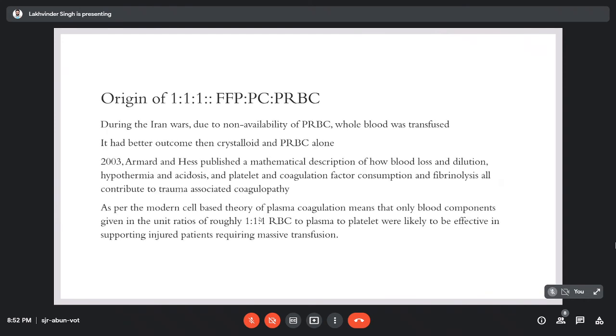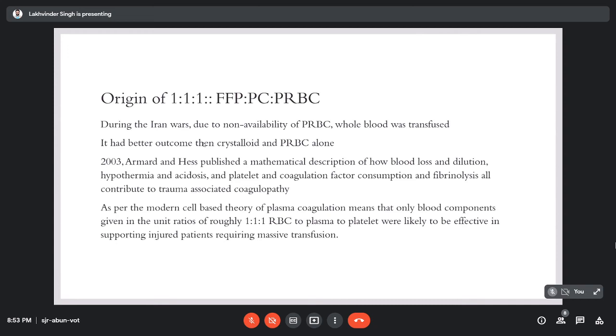I've already explained that we have to give PRBCs and FFPs also, and they say if PCs are also given, then the outcome improves. So we give in the ratio of 1:1:1. One PRBC, one PC, and one FFP. I have written the order as FFP, PC, and PRBC, because now they have identified that the role of FFP and PC is more important than PRBC in massively bleeding patients. First give FFP, PC, and then you can give PRBC. During the Iran wars, due to non-availability, whole blood was transfused. It had a better outcome. So the concept was that whole blood has a better outcome.